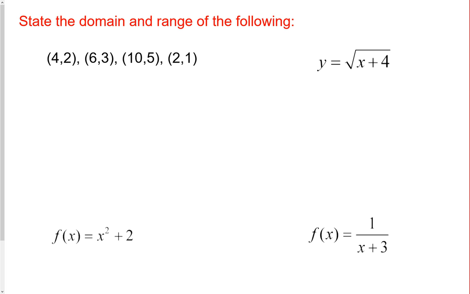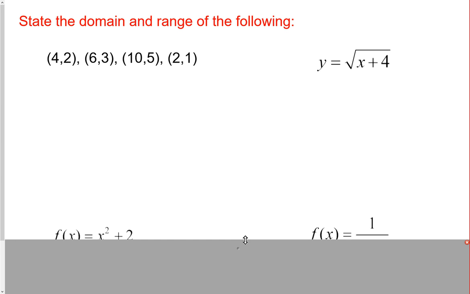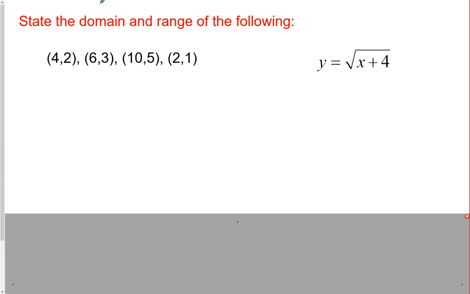All right. Let's talk about domain and range, and let's do it for some different kinds of things. Let's do it for some just ordered pairs, and then we're going to do it for some functions. So let's put a screen on here so we can limit what we're seeing a little bit. Okay, let's start with my first one. I got to do my domain and range.